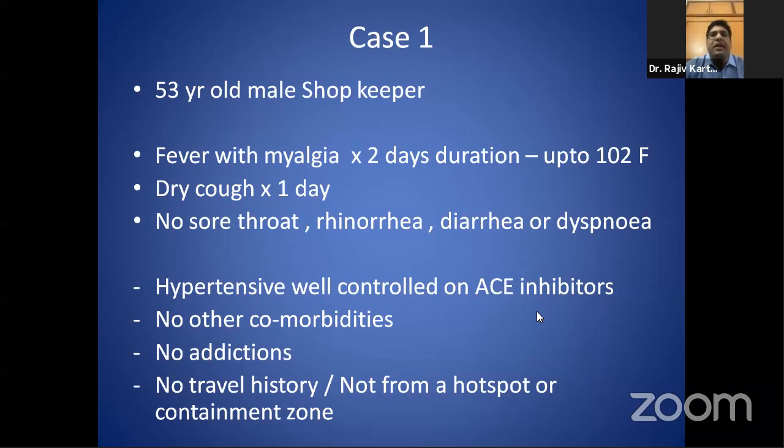This is a 53-year-old male who is a shopkeeper. He presented with fever with myalgia for 2 days duration, with temperatures up to 102 degrees Fahrenheit, and dry cough for a day. However, there was no sore throat, rhinorrhea, diarrhea, or dyspnea. He was hypertensive, well controlled on ACE inhibitors. He had no other comorbidities or addictions, and he did not have any significant travel history. Neither was he from a hotspot or a containment zone.